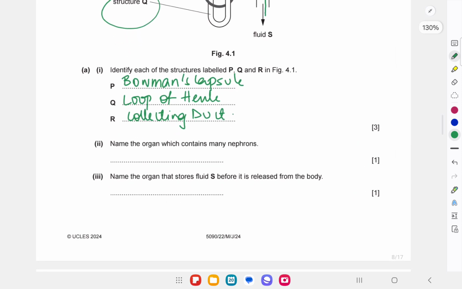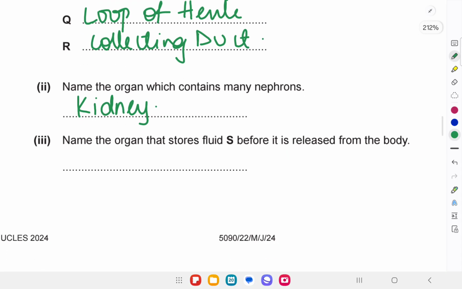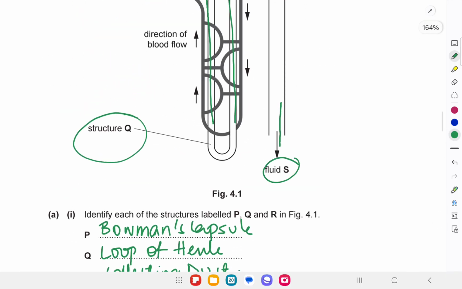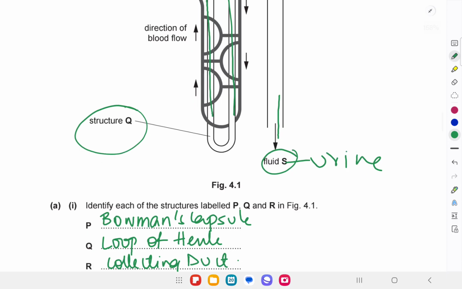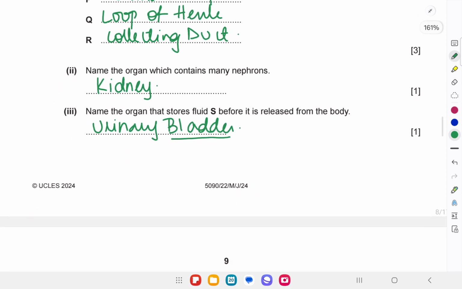Name the organ which contains many nephrons. It's a very easy question. It's kidney, obviously. Name the organ that stores fluid S before it is released from the body. Now I told you that fluid S is the urine. And the organ which stores it is urinary bladder. So you can write urinary bladder or bladder only. The word bladder is important here.